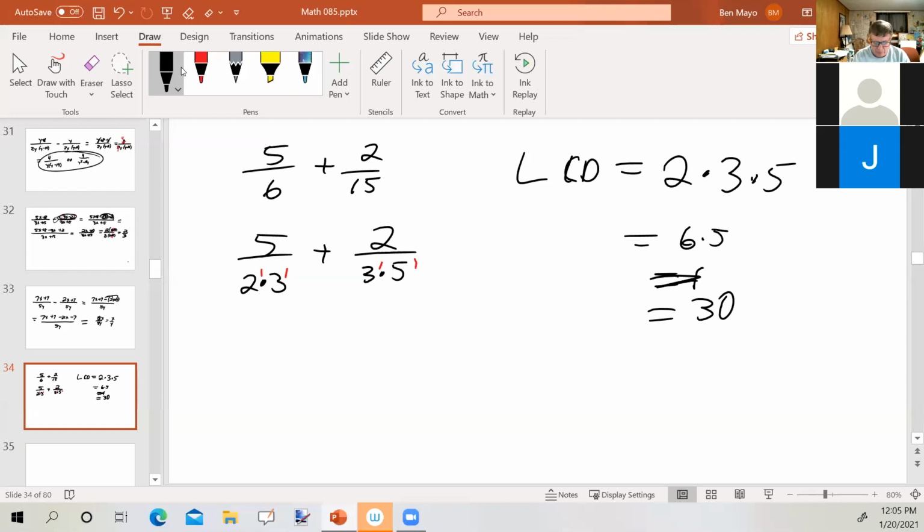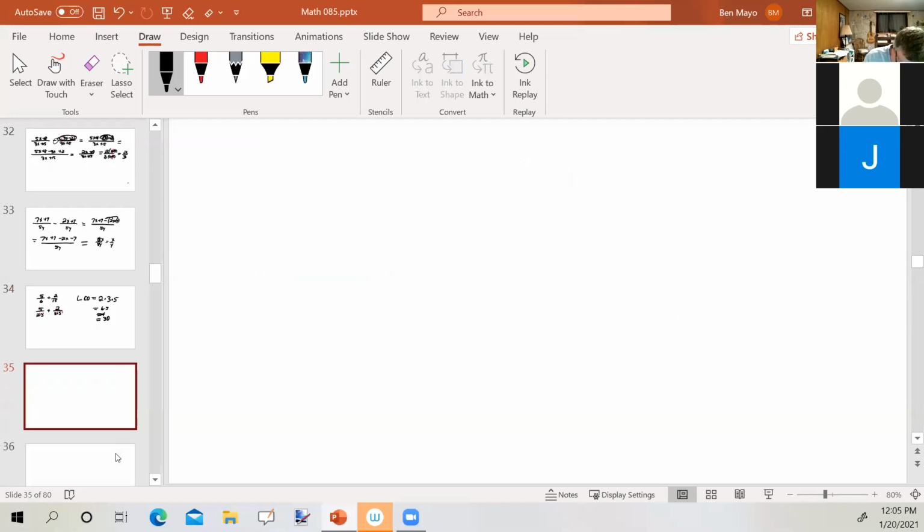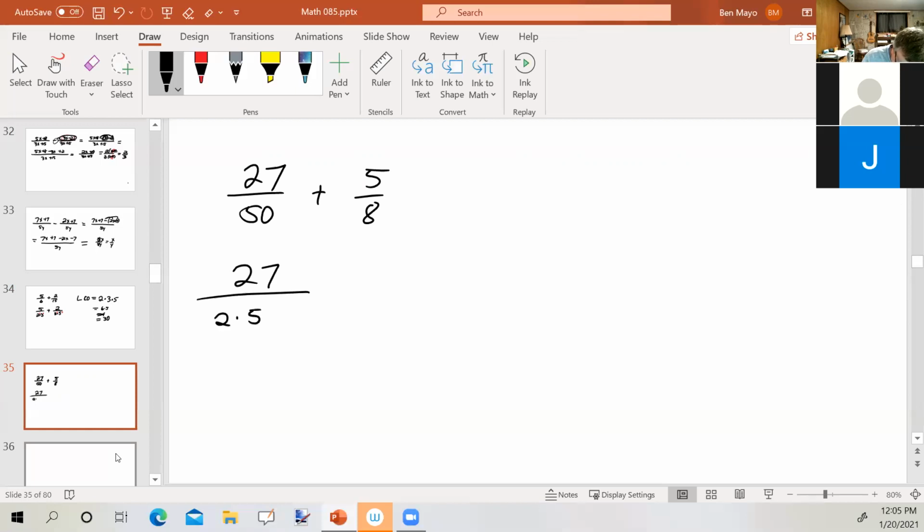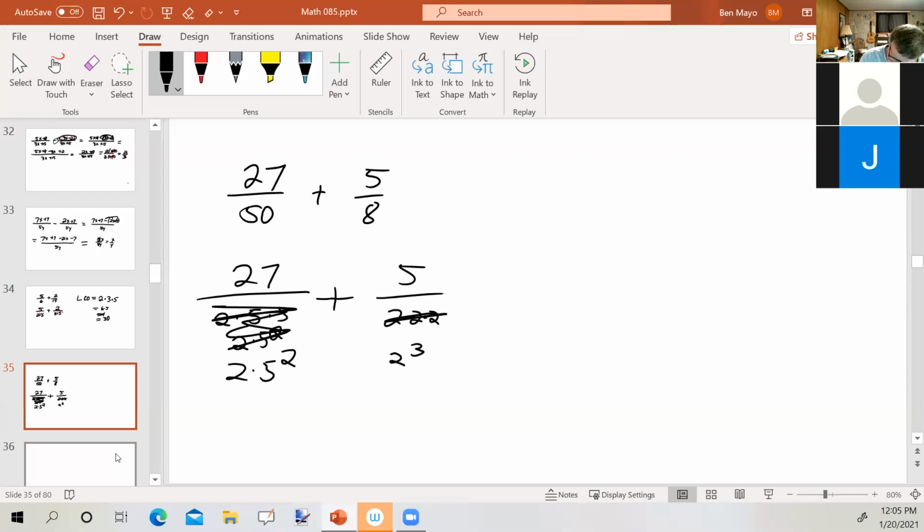Okay. Now, I'm going to look at another example just to make sure that you're getting this. Let's say I've got 27 over 50 plus 5/8. Okay. So 50 would be 2 times 5 times 5, or 2 times 5 squared. 8 would be 2 times 2 times 2, or 2 cubed. So let's rewrite that. 27 over 2 times 5 squared, 5 over 2 cubed.